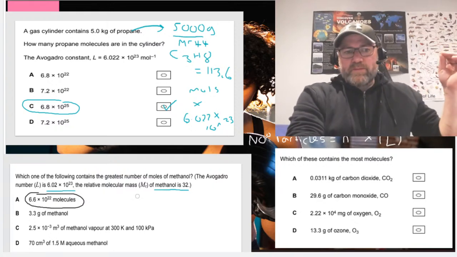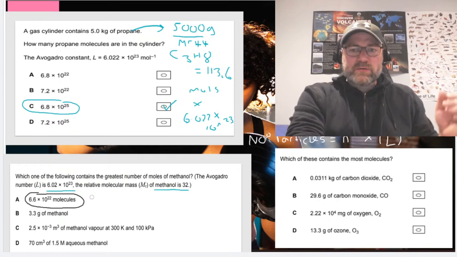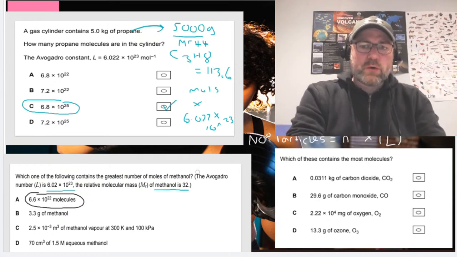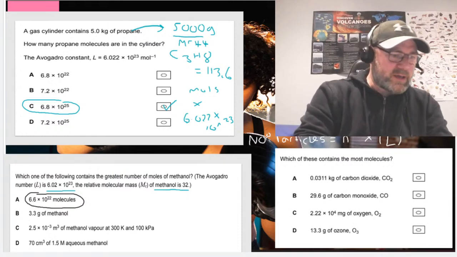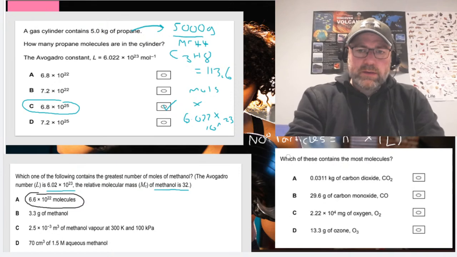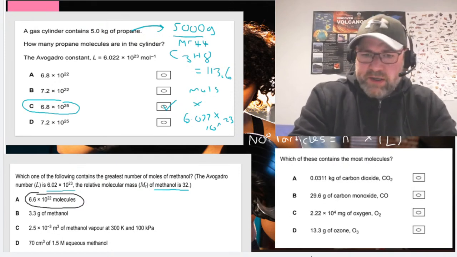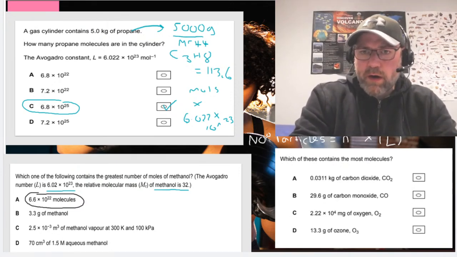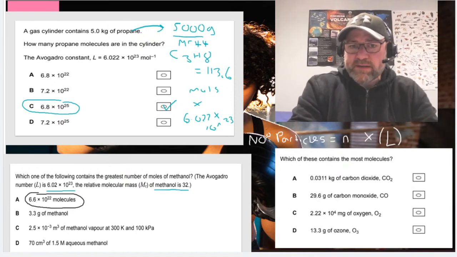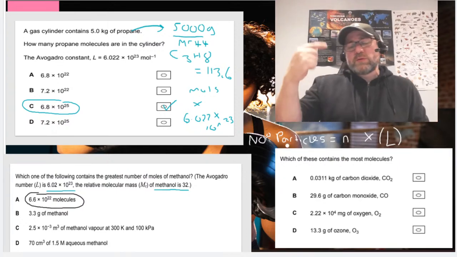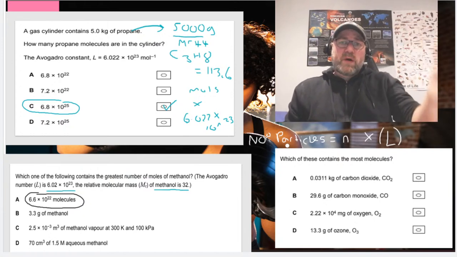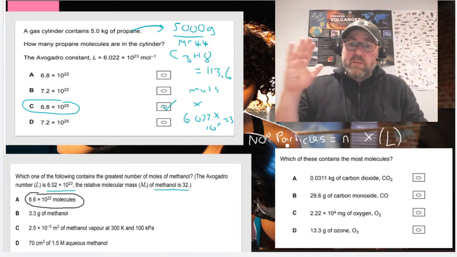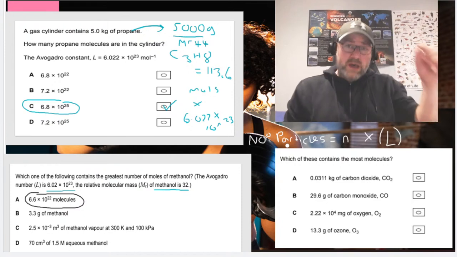So here I've got the number of particles. I need to convert it back to moles. What would I do to find N? You can see from my crusty equation, number of particles equals moles times Avogadro's constant. So we want to do the number of particles divided by Avogadro's. We move Avogadro's underneath the number of particles and we'll get the moles.